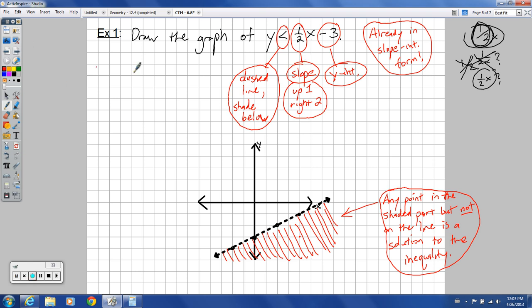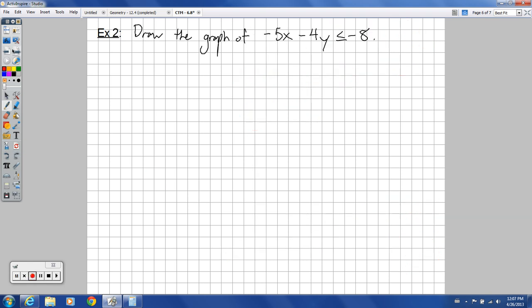Or you're pretty confident at least, unless you messed up the line. Then we've got some other issues. So double check your line, but you can check your answer pretty quickly as well to see if it's a reasonable solution by picking a point in the shaded part. Alright, let's do example 2.